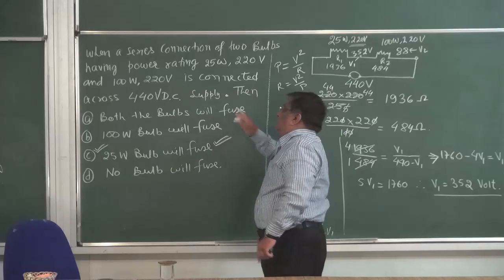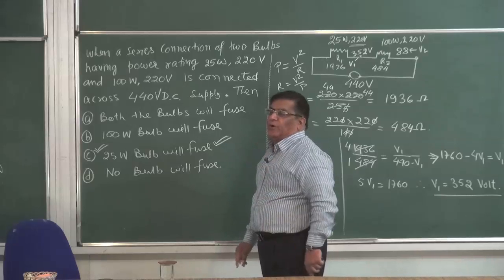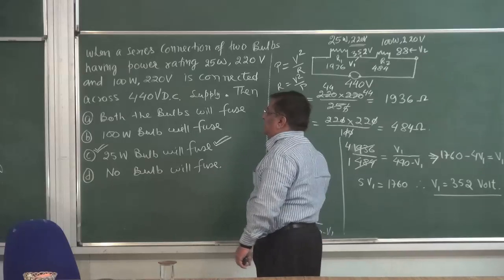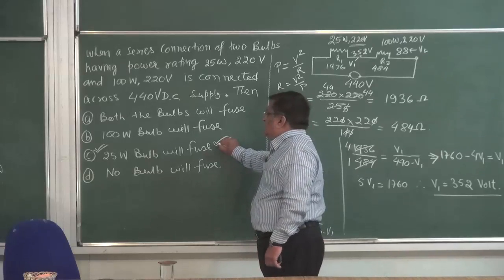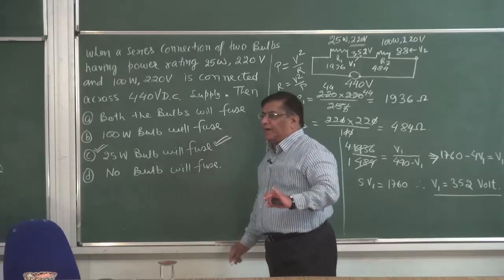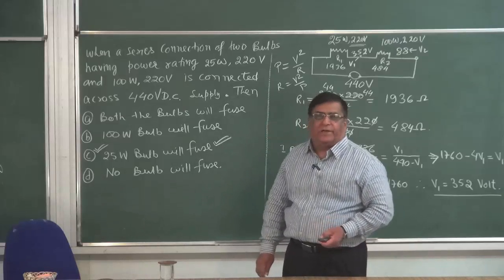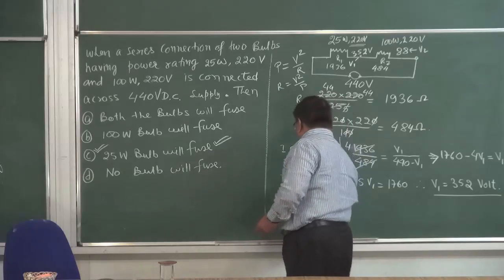Both the bulb will fuse. This will never happen because the moment one fuse, circuit is broken. दूसरा बच जाएगा हमेशा. Okay, so our answer is 25 will fuse. No bulb will fuse is also not correct. At higher voltage, it will not stick. It will fuse off. Okay, let's go to the next question now.